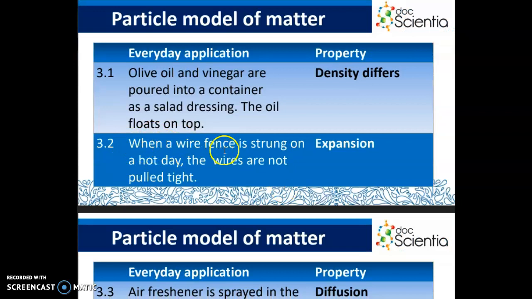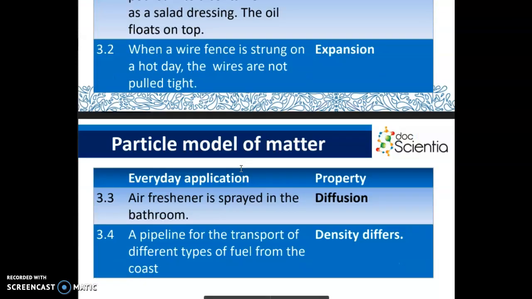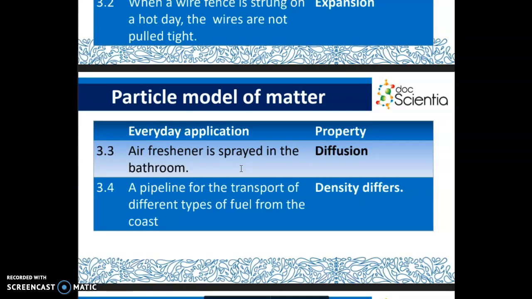3.2. When a wire fence is strung on a hot day, the wires are not pulled tight. Why? Because of the expansion. This is an example of expansion because wires expand when they are hot, and when they cool down again at night, then they will be tighter.